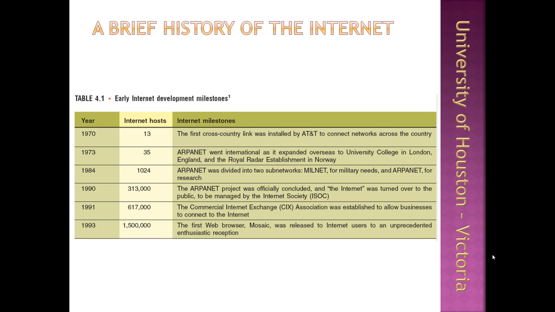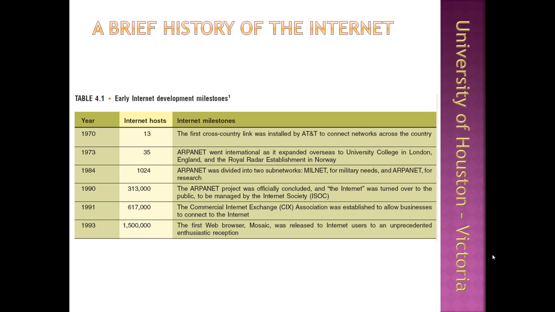1970 was the year that the internet had 13 hosts, and the first cross-country link was also installed by AT&T to connect networks across the country. So that was when the ARPANET essentially used the network backbone of the digital communication companies in the US. And the hosts increased to 35 in 3 years, and ARPANET became an international network. It expanded to University College in London, England, and the Royal Radar Establishment of Norway.